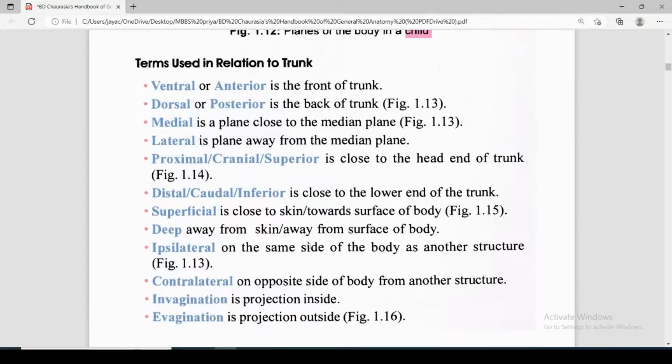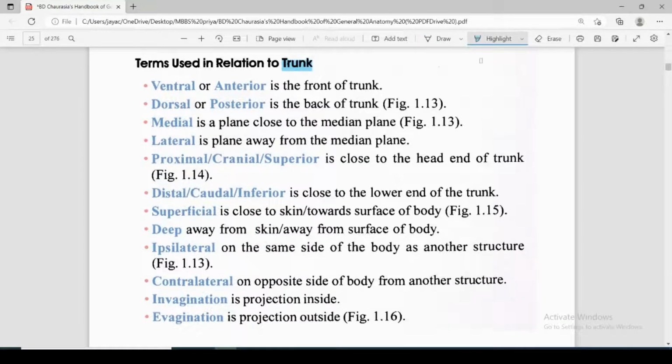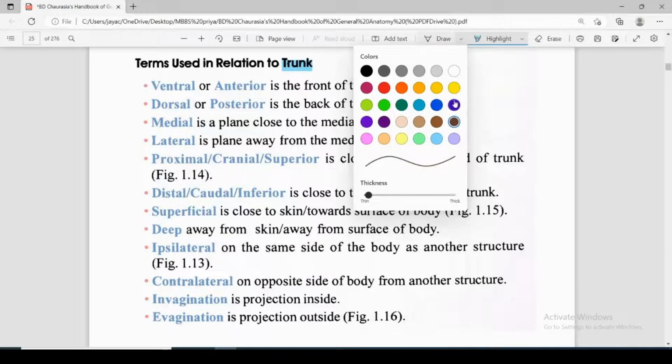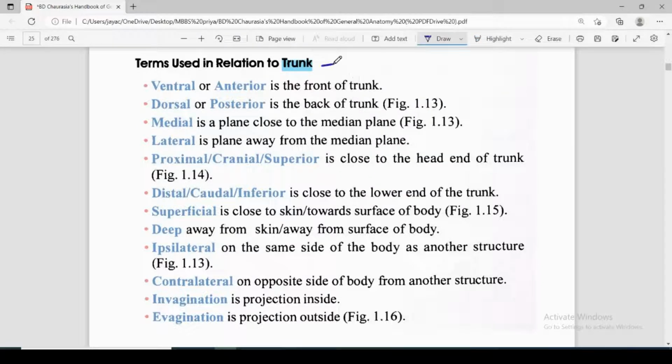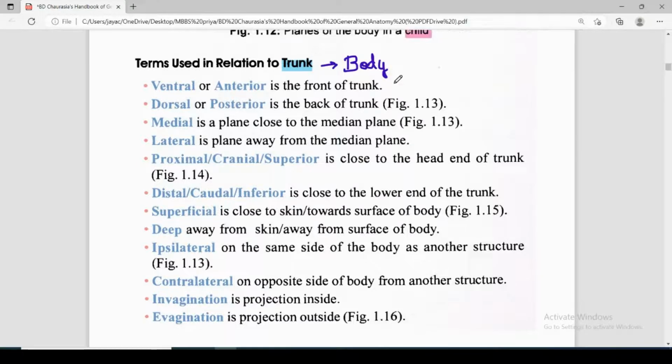Okay, next is the terms used in relation to the trunk. Okay, so trunk here refers to the body. Trunk here refers to the body.